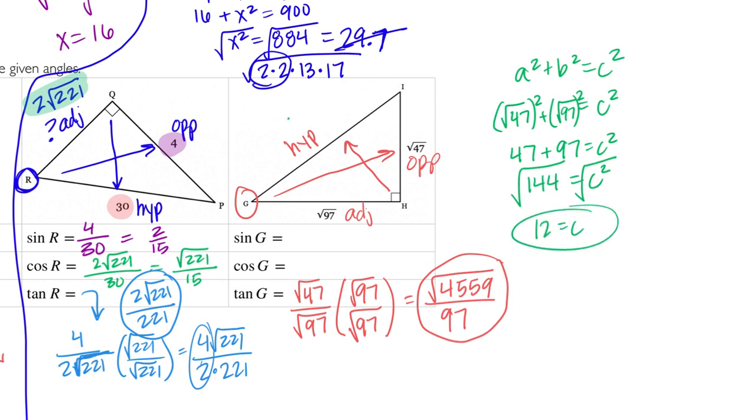Okay, so the hypotenuse is 12. So since sine means opposite over hypotenuse, that's going to be root 47 over 12. And since cosine means adjacent over hypotenuse, that's going to be root 97 over 12. Those are our final answers there.